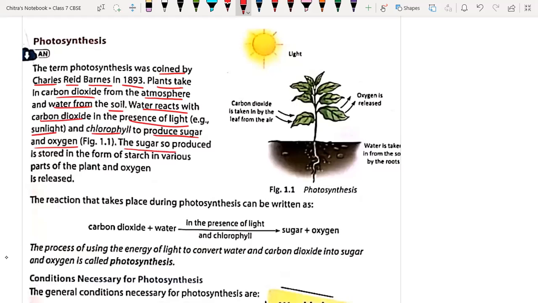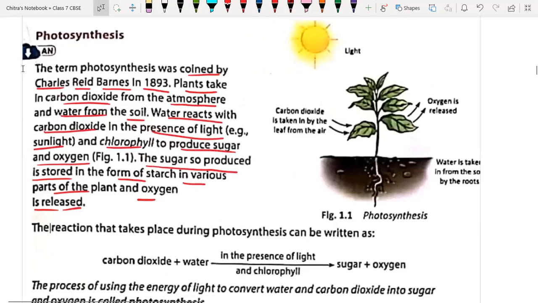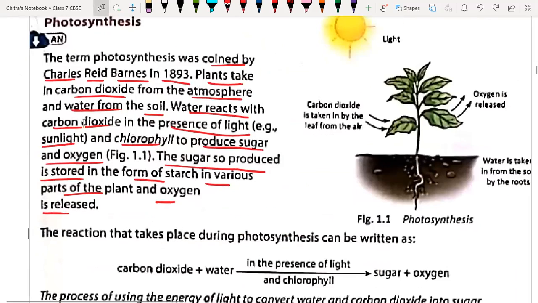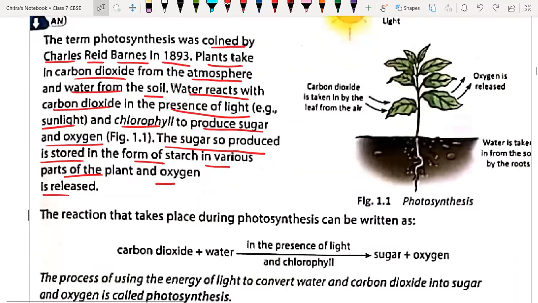The sugar so produced is stored in the form of starch in various parts of the plant, and oxygen is released into the atmosphere. This oxygen is very important, and it maintains the oxygen level of the environment so that other organisms can breathe. So this is the photosynthesis process.